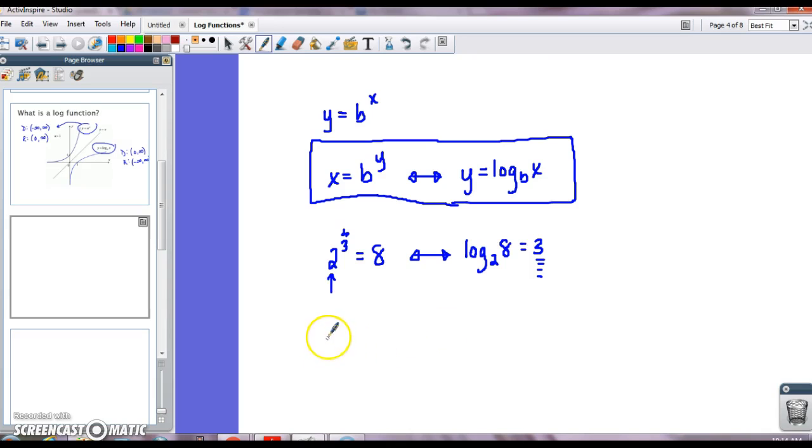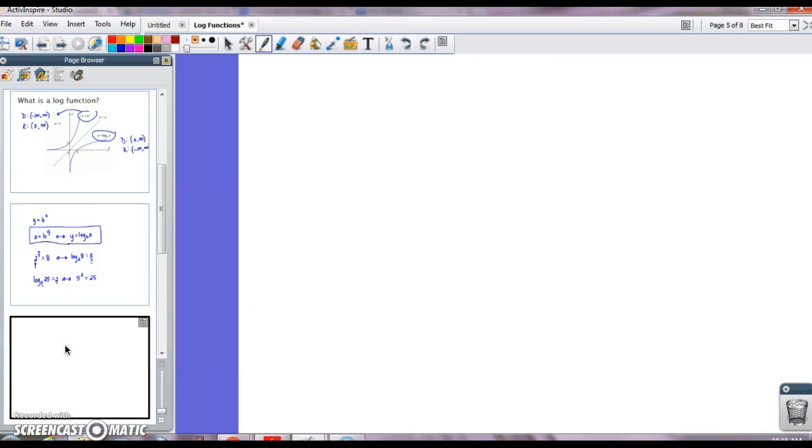So if I gave you the equation log base 5 of 25 is 2, and I said, write that in exponential form. Here's my base, here's my exponent. So I would have 5 squared is equal to 25. So that's just a quick review of log and exponential functions, and that's how you would change back and forth between them.